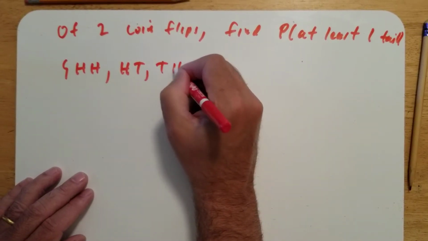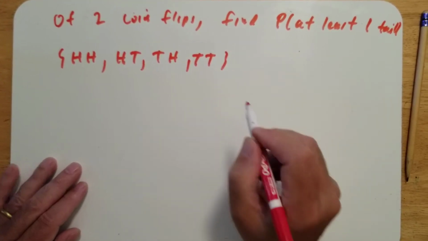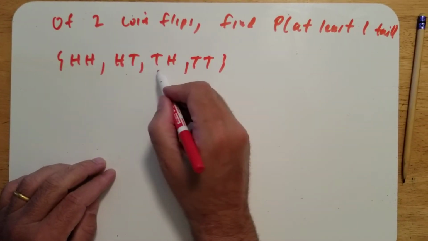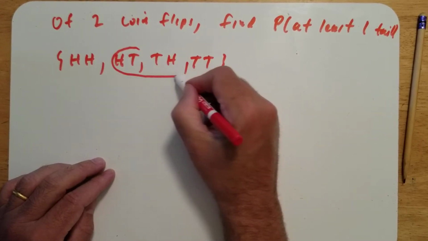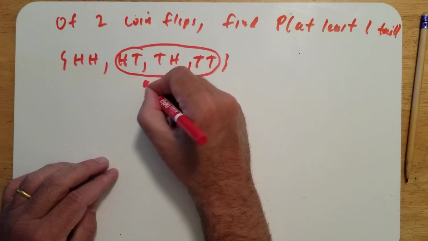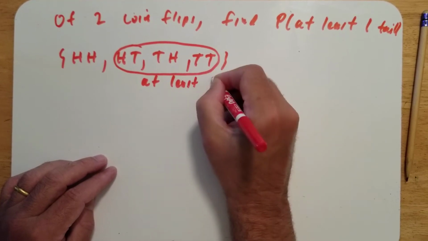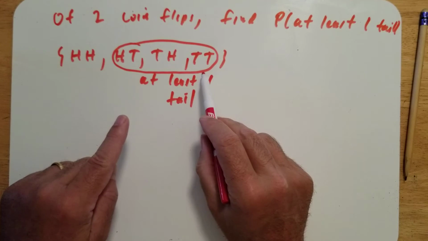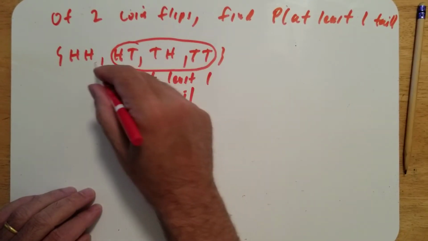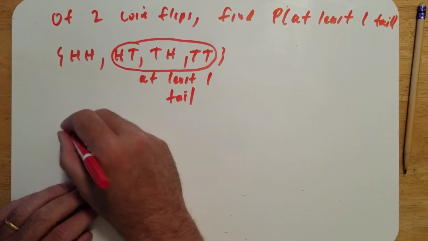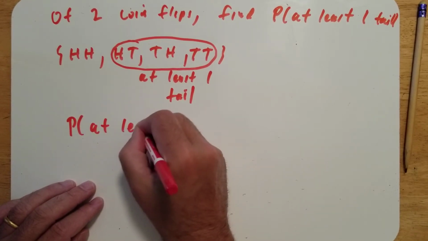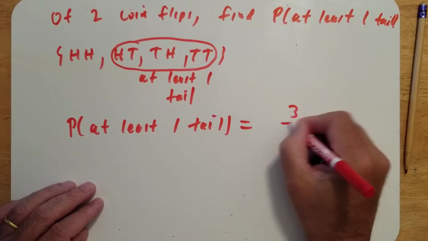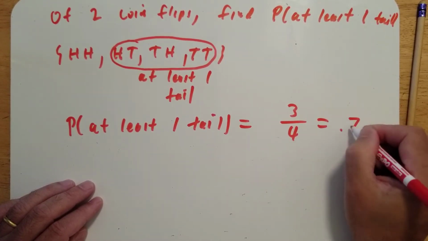head, tail, tail, head, tail, tail. And notice how many of these have at least one tail. This one, and this one. These 3 all have at least one tail. And so by the relative frequency of the set of equally likely outcomes, it's 3 out of the 4 total. So the probability of at least one tail is 3 out of 4, or 0.75.